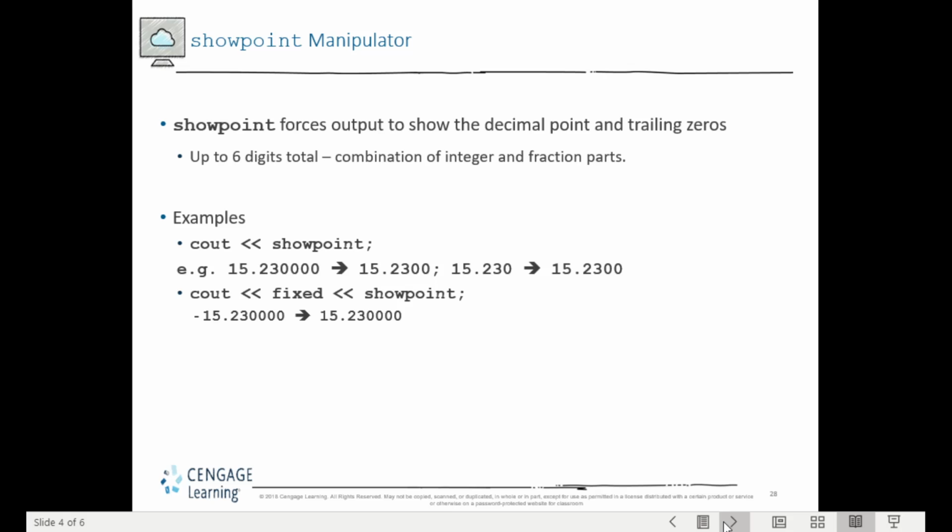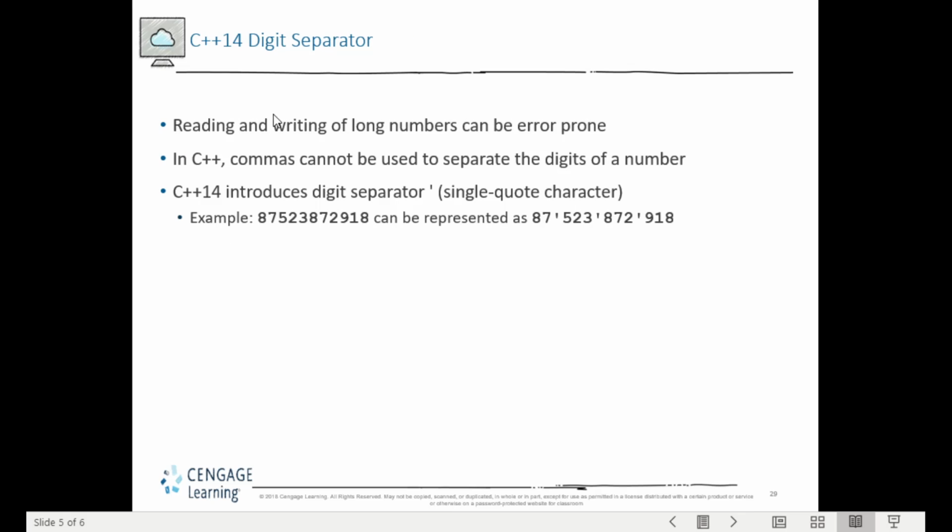Okay, we look at the next manipulator: the C++14 digit separator. Reading and writing long numbers can be error prone. Normally we use a comma to separate the digits, or put spaces between the long number. However, in C++, commas cannot be used to separate the digits of a number. So C++ introduced the digit separator, which is represented using the single quote character.